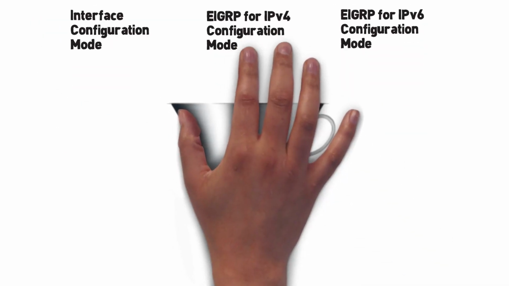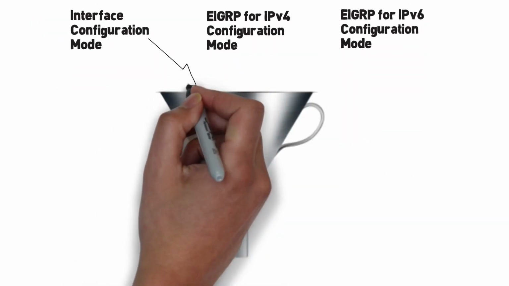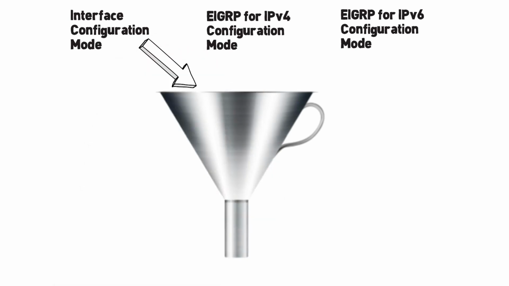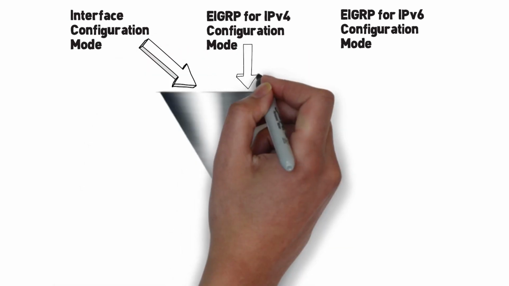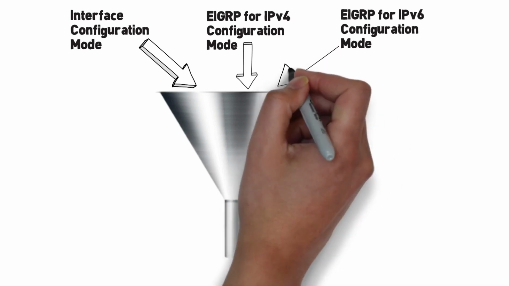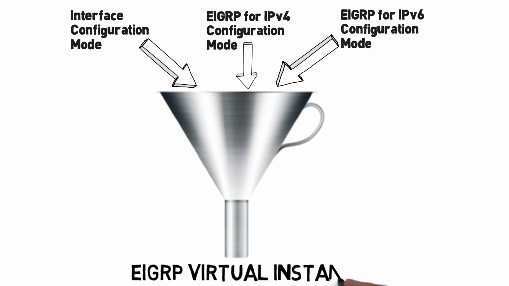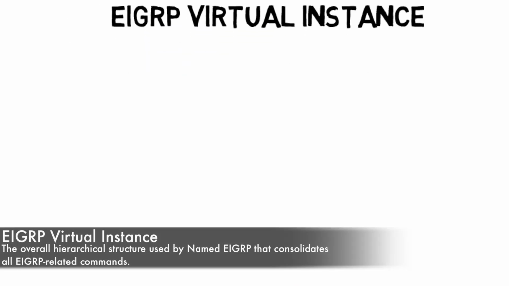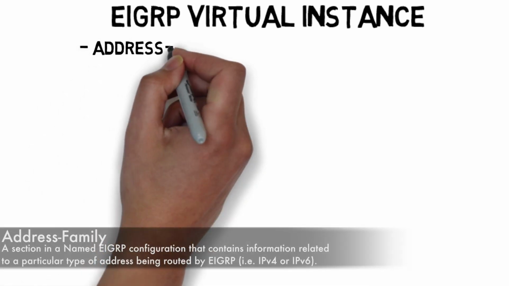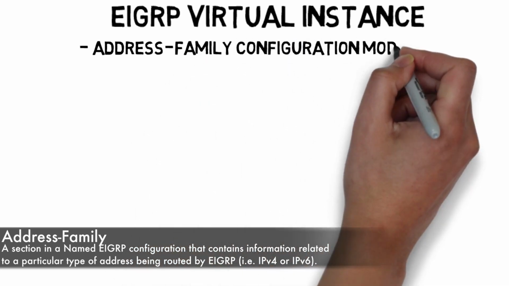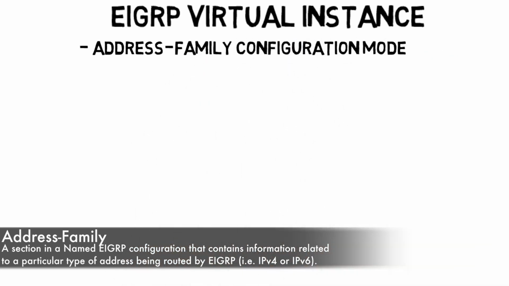With named EIGRP, we take the functions that we would normally have to configure under interface configuration mode, EIGRP for IP version 4 configuration mode, and EIGRP for IP version 6 configuration mode, and we consolidate them together in what's called an EIGRP virtual instance. This EIGRP virtual instance is made up of one configuration mode. Under this one hierarchical configuration mode, we can do everything we need to do instead of going into lots of different configuration modes. Under this virtual instance, we can define an EIGRP address family. We might create an address family for IP version 4. We can create another address family for IP version 6.